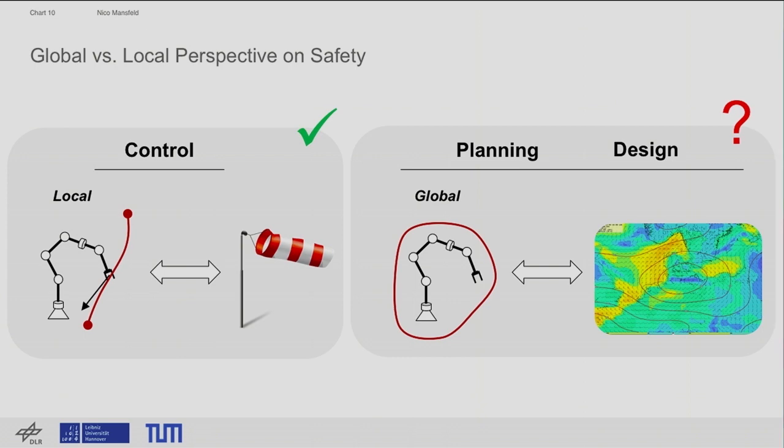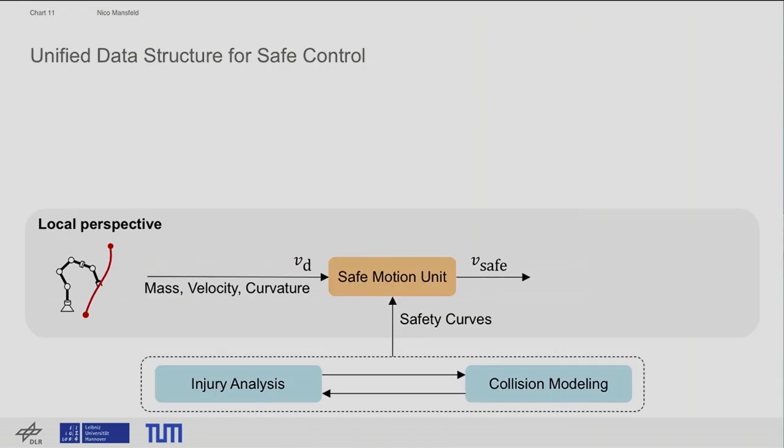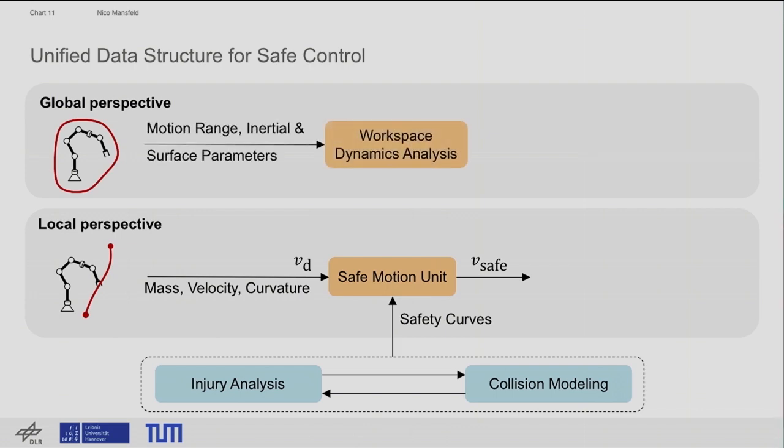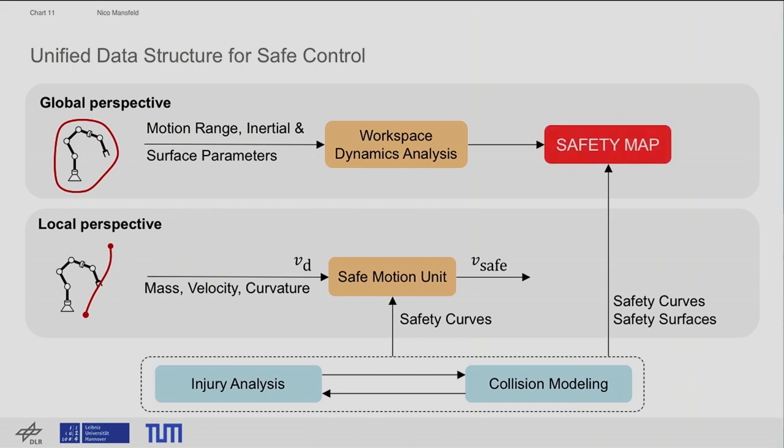Now, we solved the control part, the local point of view, and now we want to get this global perspective. So here again, we have this local perspective, the control layer, and now we're interested in the global perspective. And so what we do first is a dynamic workspace analysis. We take the entire motion range and the overall inertial and surface parameters of a robot. And from the injury data, we take the safety curves and also safety surfaces, which I will explain later, and combine these in a so-called safety map.